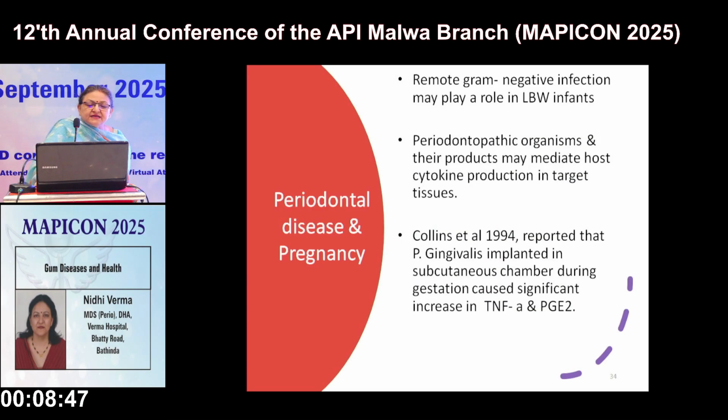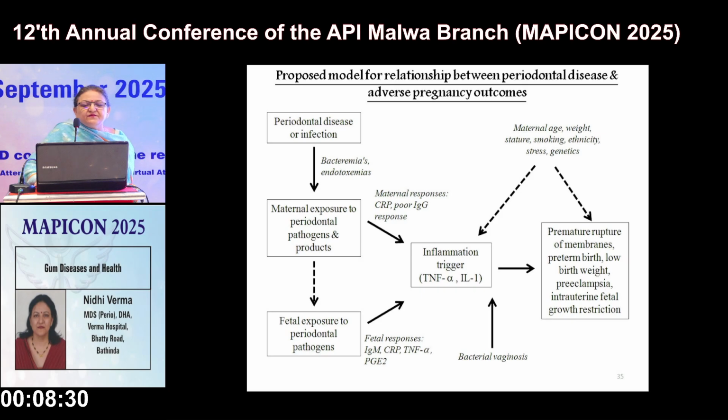Then comes periodontal disease and pregnancy. Gram-negative bacteria play a major role in low birth weight infants, and their products transfer through the placenta. This is the proposed model for adverse pregnancy outcomes. A mother with poor oral hygiene is exposed to periodontal pathogens and their products, and the fetus is exposed, leading to inflammation. This will lead to premature rupture of membranes, preeclampsia, intrauterine fetal growth restriction, and low birth weight babies.